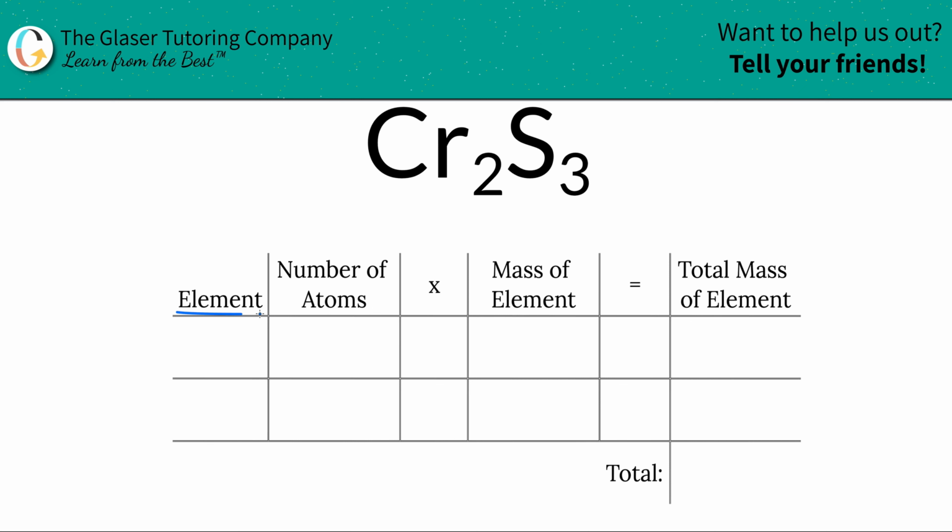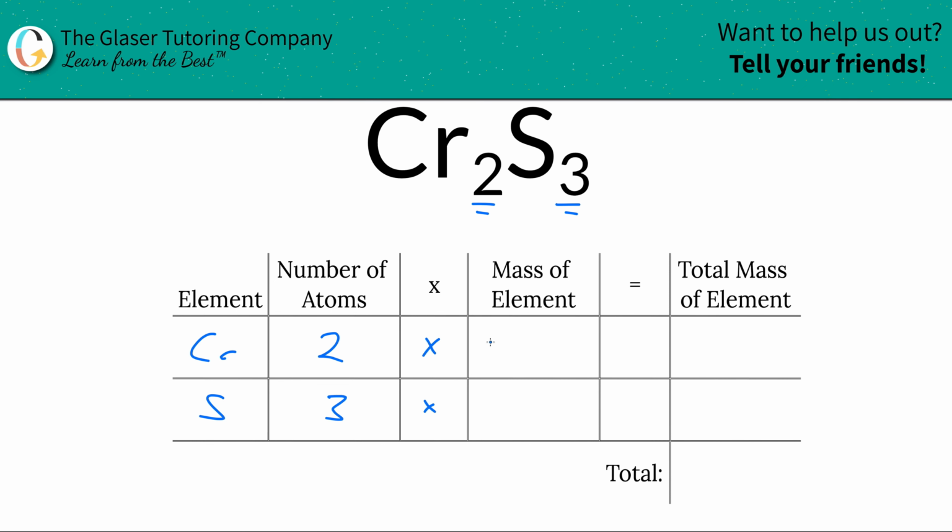So the first thing we're going to do is write down the particular element that we see, right? So we see two elements in the compound. We have chromium, Cr, and we have sulfur, S. Next is to write down the number of atoms of each, and that's where the subscripts come into play. So at the bottom of chromium, there's a 2. That means we've got 2 chromium. Sulfur, we've got 3. Easy peasy.